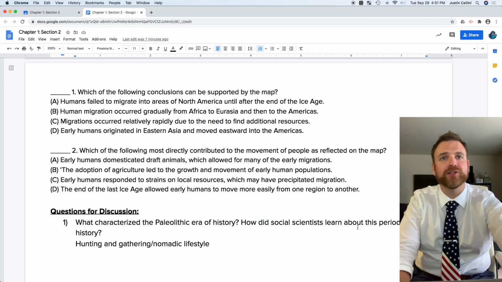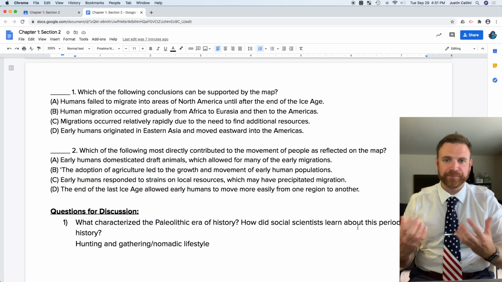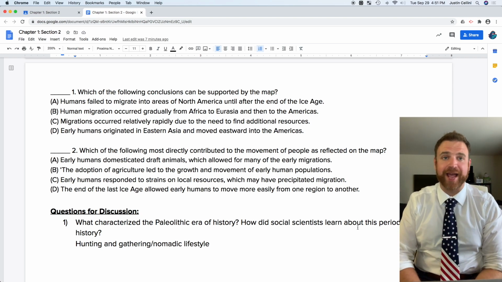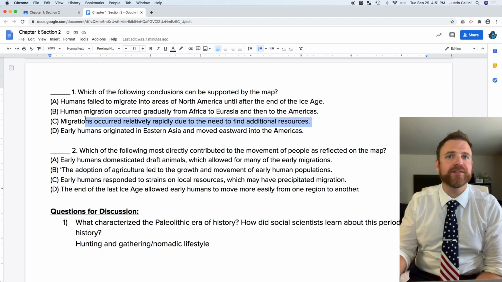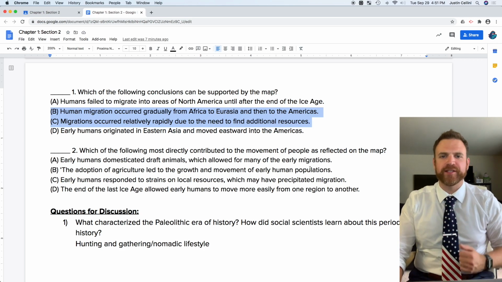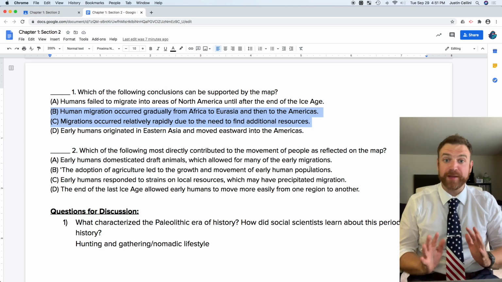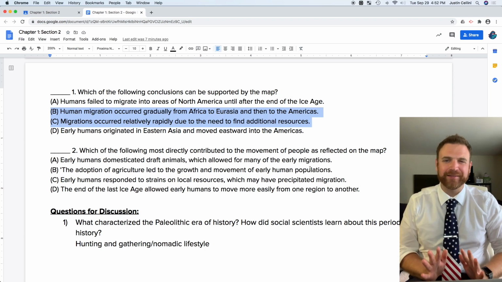All right, so which of the following conclusions can be supported by the map? Meaning, which one of these statements is aligned with the map, or rather, can the map prove any of these statements to be accurate? All right, use process of elimination, and in class we got it down to these two choices, B and C, and we said that one of these choices is better than the other. And that's the thing with these questions, folks, is that oftentimes you'll get two choices that could be potentially correct. You still have to pick the best one. All right, even if two might sound like they could be accurate, there's always going to be one that's better.